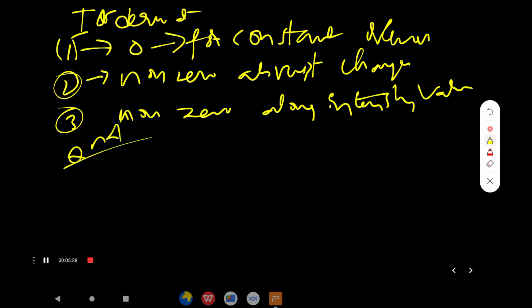For second order derivatives, it also follows three rules. That means it must be zero in the areas of constant intensity.